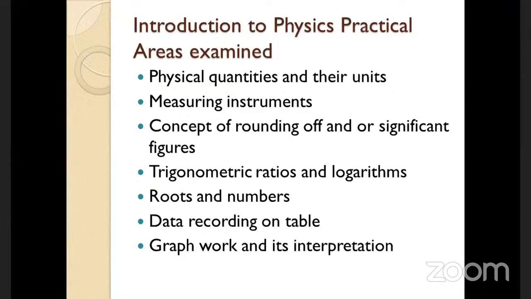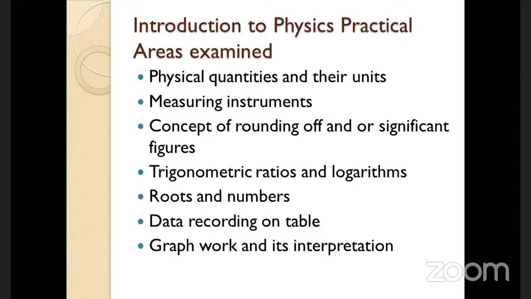But this is a very important area you need to understand. This helps in data manipulation, how to interpret data, how to analyze data. It helps us so much from there. This area of concept, this area of rounding off and significant figures.